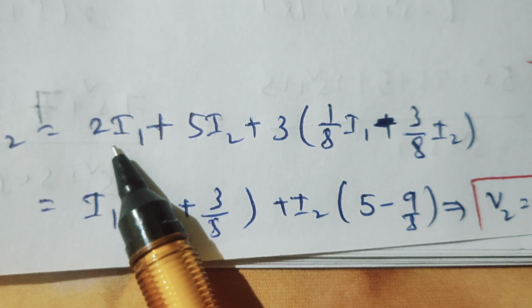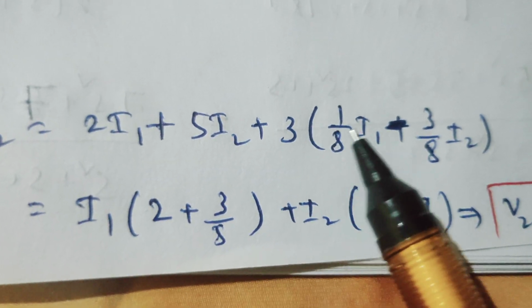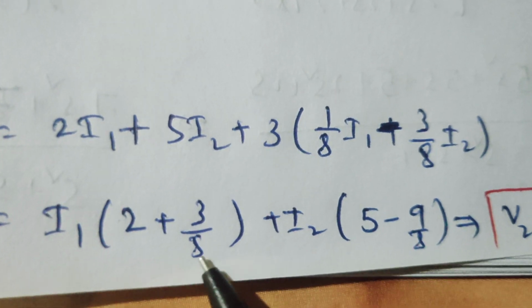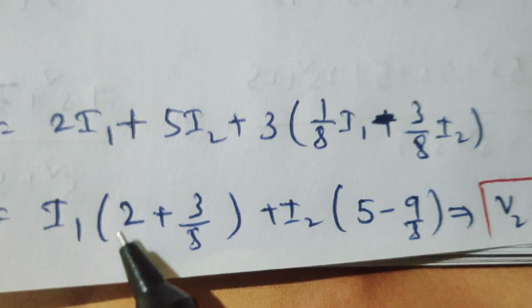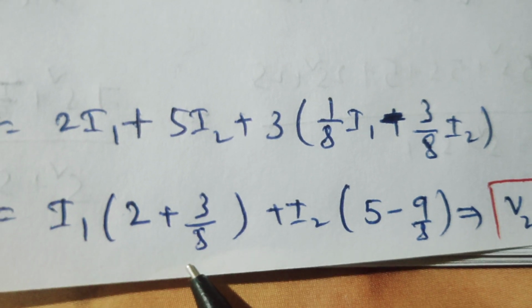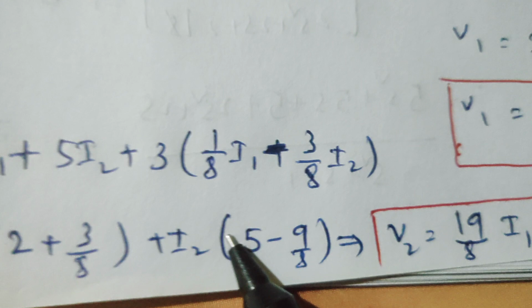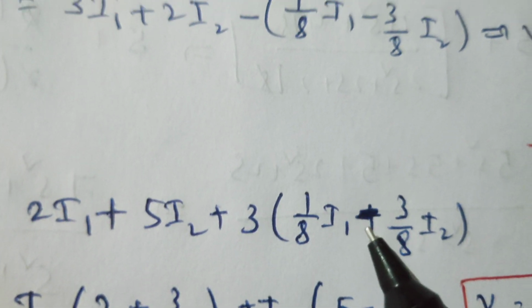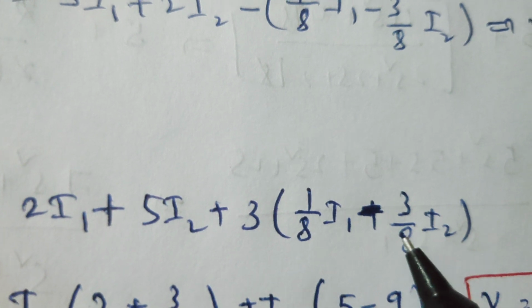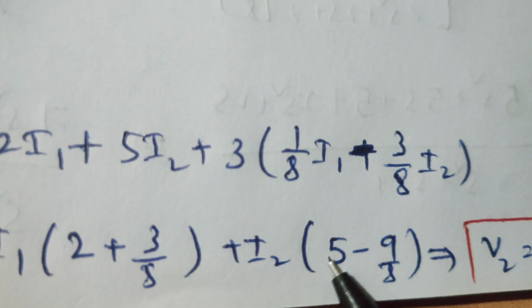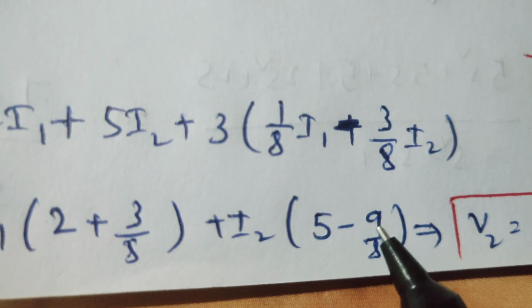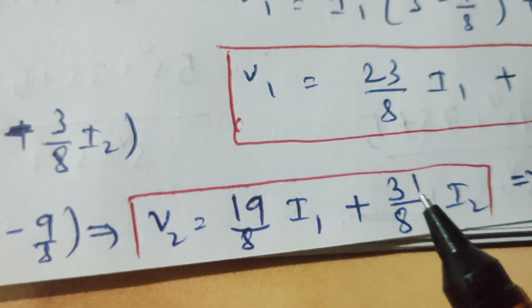So here we will get 2I1 term plus 3 by 8 I1. Take the I1 term as common. Here you will get 2 plus 3 by 8. Taking the LCM, it's 16 plus 3, 19 by 8. You will get the term 19 by 8 of I1. Similarly, here take the I2 term as common. 5I2 minus 3 into 3 by 8 means 9 by 8. So 5 minus 9 by 8. Here you will get 40 minus 9, 31 by 8 into I2.